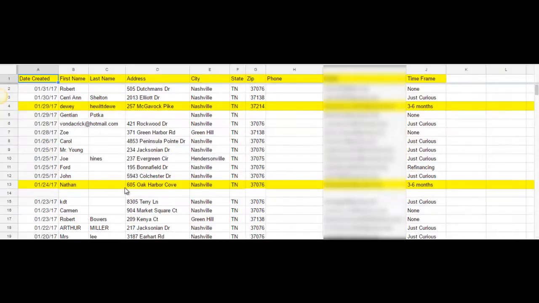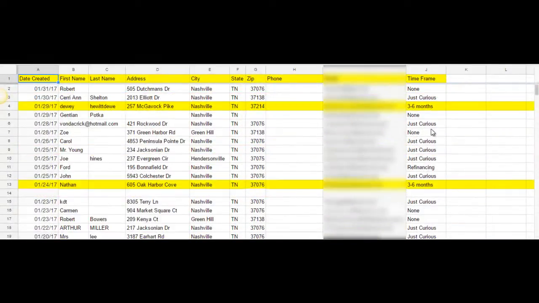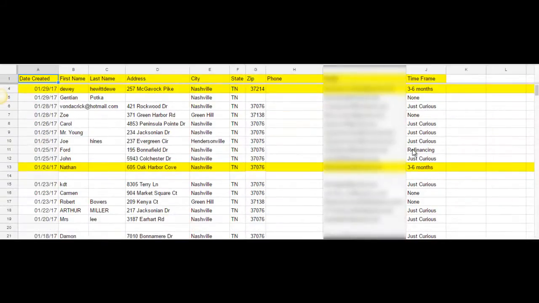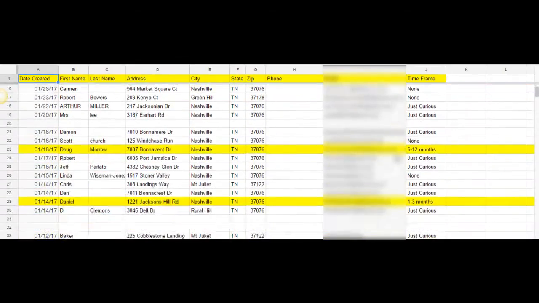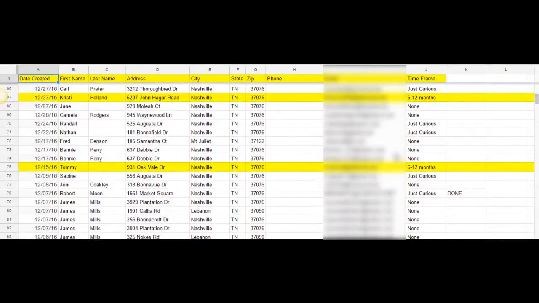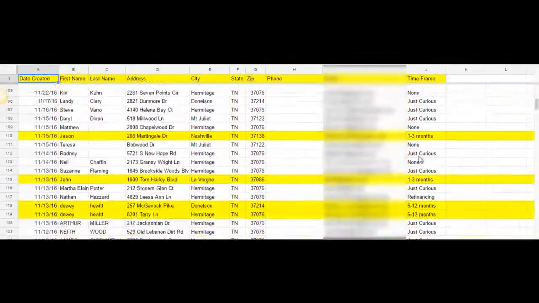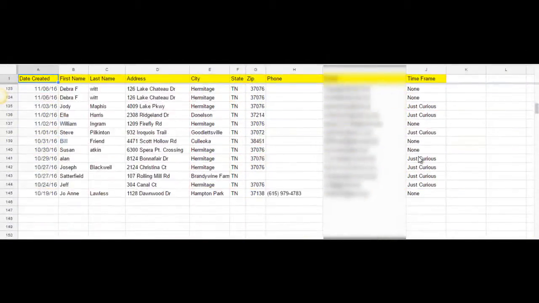Now I want to bring something to your attention here. On the right hand side it says time frame, and you'll see the ones that are highlighted in yellow. So this says 3 to 6 months, 3 to 6 months, so on and so forth. Otherwise, you see it says just curious or none. The refinancing, this would be a great lead to give to your mortgage person. So the point I want to bring up to you here is that just because they said they're just interested or just curious does not mean anything.